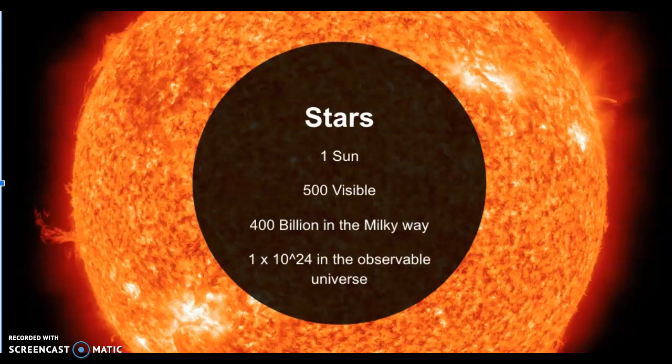Planetary systems are formed when stars are formed and eventually die as the star dies out. The chances of there being life elsewhere are tied to the number of stars, and there are a hell of a lot of stars out there. Although there's only one sun, there are, from the Earth, 500 stars that are visible to us. However, there are 400 billion in the Milky Way, and 1 times 10 to the 24 stars in the observable universe. Outside of that, we can only speculate.